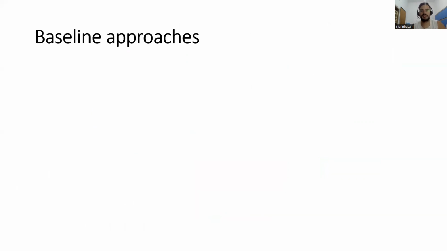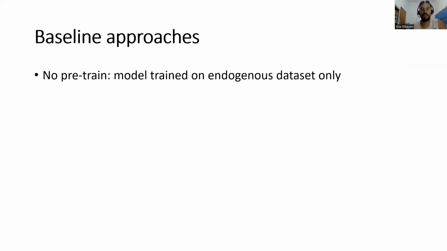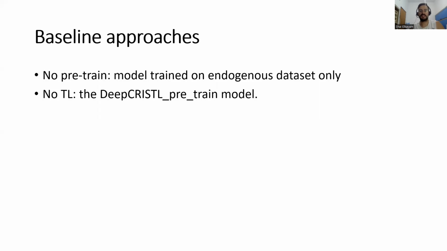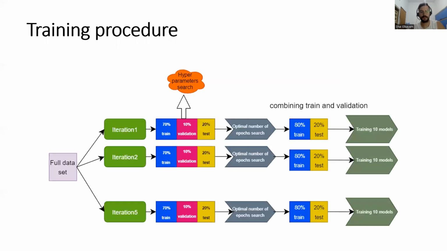We also added two baseline trainings for comparison. The first one is the no transfer learning approach, where we only train the model with the pre-trained data and didn't fine-tune it with the endogenous data. The second baseline is the no pre-trained model, where we train the model from scratch over the new endogenous data.